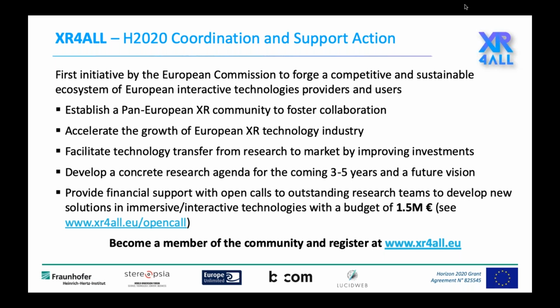I'm working at Fraunhofer Heinrich Hertz Institute in Berlin, and I'm also coordinating the European project XR4ALL. It's a coordination and support action, and it is considered the first initiative by the European Commission to forge a competitive and sustainable ecosystem dedicated to interactive technologies and extended reality. This project started 18 months ago in December 2018, and it will last until August next year. And we have quite a challenging mission, which is to establish a pan-European XR community to foster collaboration.